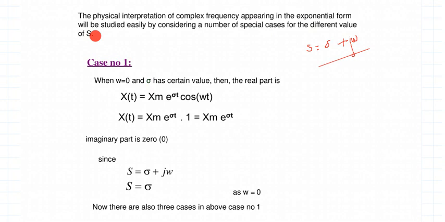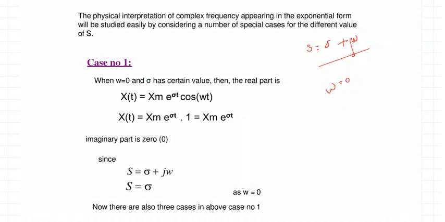Now what are those special cases? The first case will be when I take omega to be 0. So only sigma is involved. When omega is 0, there is only sigma involved now, so s is only a function of sigma. I have made omega 0, so I'll analyze the entire signal xt for this particular case.